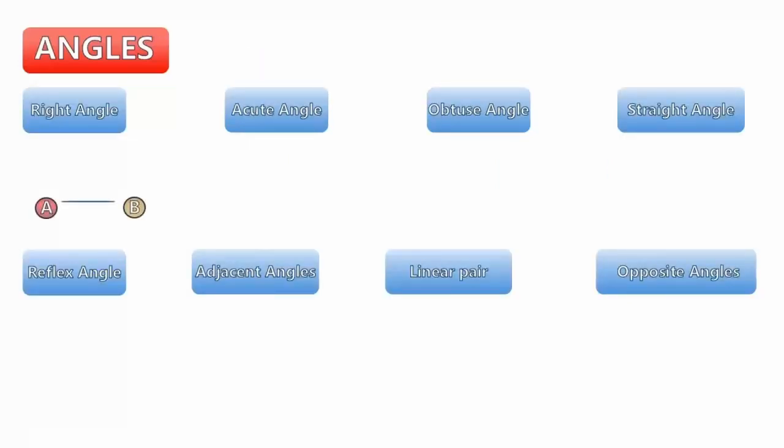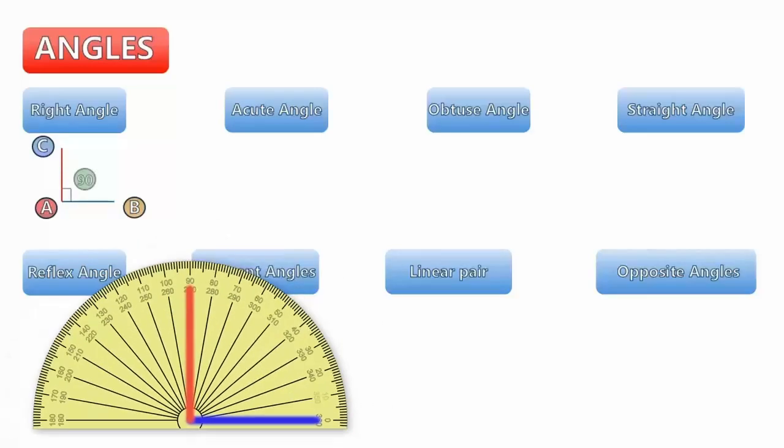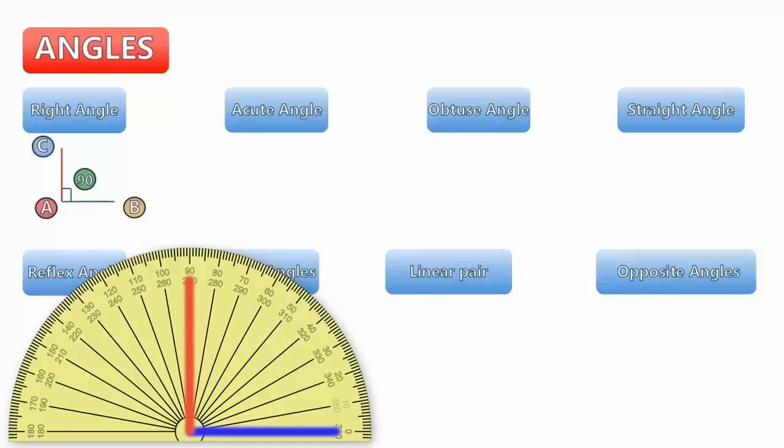Suppose there is a segment AB and there is a segment AC which is exactly perpendicular to AB. This can be constructed using a protractor. It is what is known as a right angle because the angle between them is exactly 90 degrees.